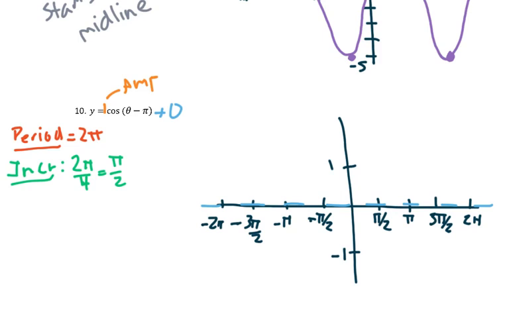So here's where the phase shift or the horizontal shift comes into play. Remember all this time, anytime we've shifted things left and right, so horizontally, anything inside shifts it left and right, and it's opposite. So this minus pi means that we're going to go right pi.